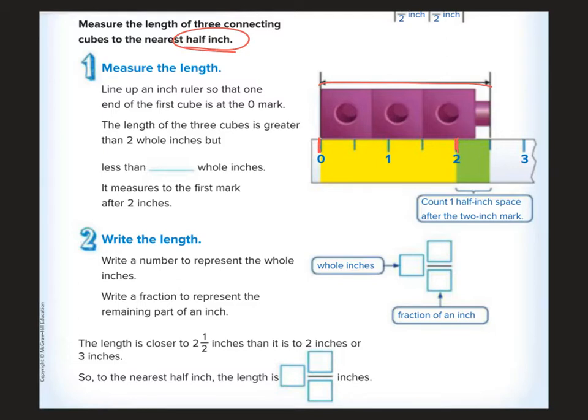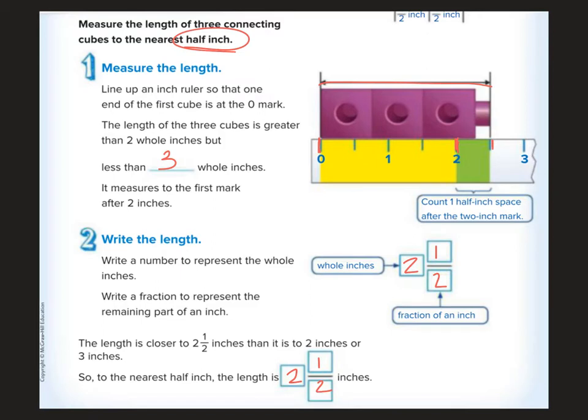So let's look. Oh, here we go. Halfway between 2 and 3 is 2 and 1/2. Okay, but less than 3 inches. So it measures the first mark, write the length, 2 and 1/2 inches. Okay, the length is closer to 2.5 inches than it is to 2 inches or 3 inches. So the nearest 1/2 inch is 2 and 1/2 inches.